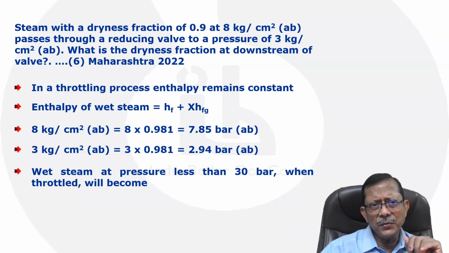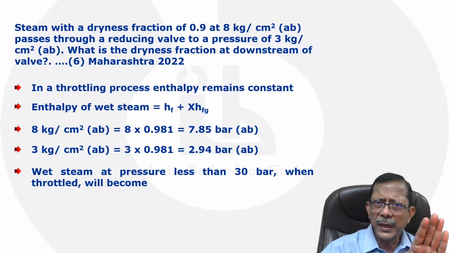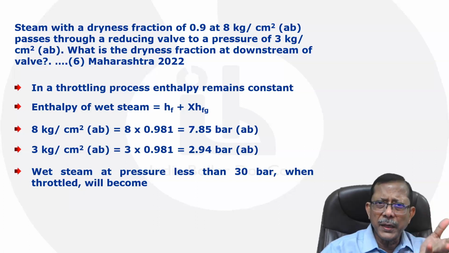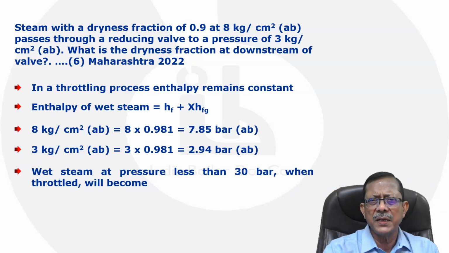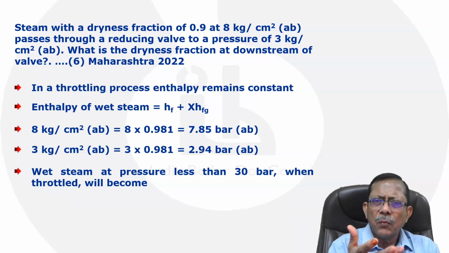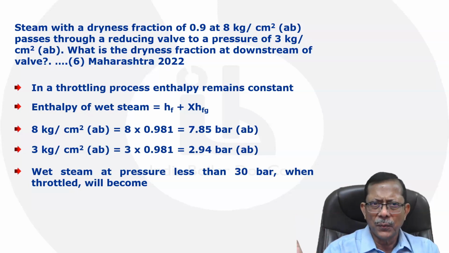Now what we need is 7.85 bar HF and HFG to calculate the enthalpy, 2.94 bar HF and HFG to calculate the enthalpy, and then we can equate, right? As HF plus XHFG at 7.85 bar will be the same as HF plus XHFG at 2.94 bar. One X we do not know, the other we know, right?